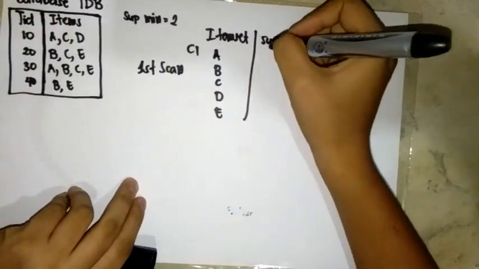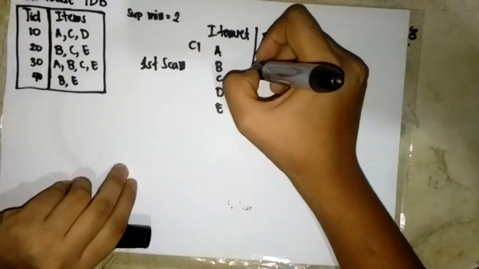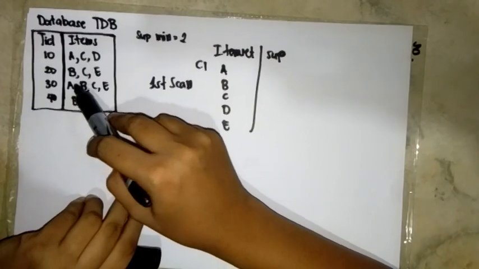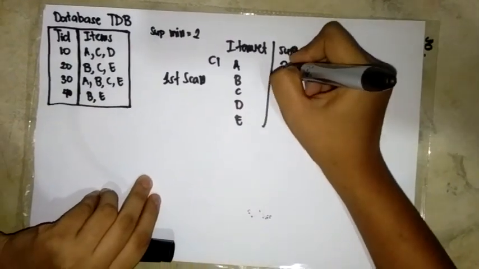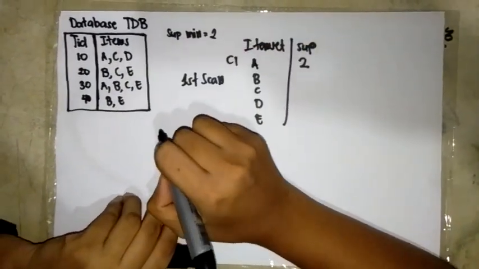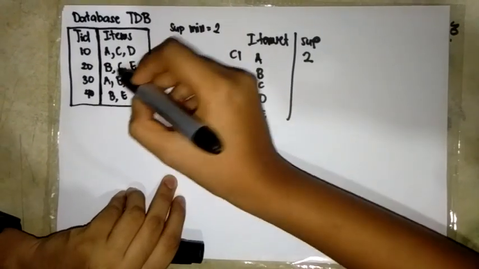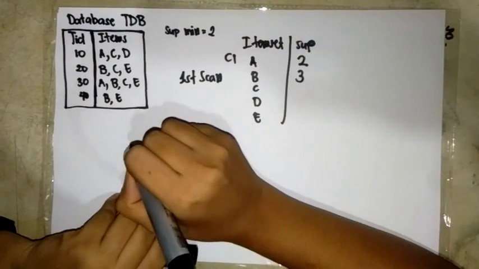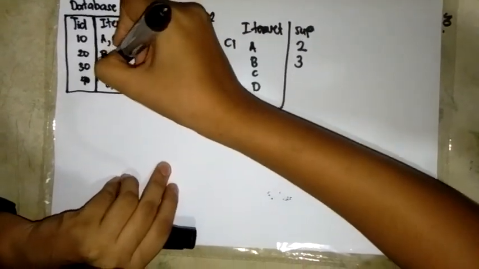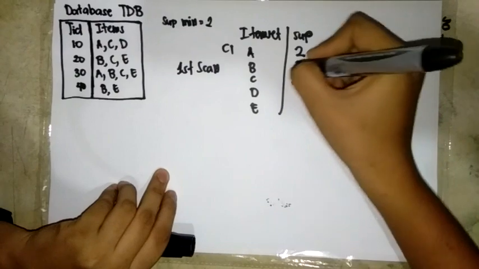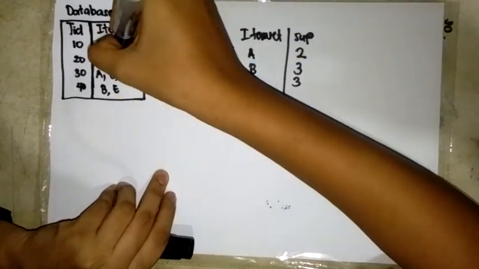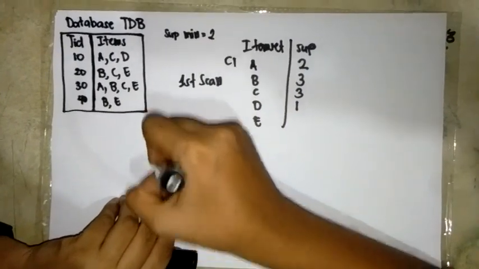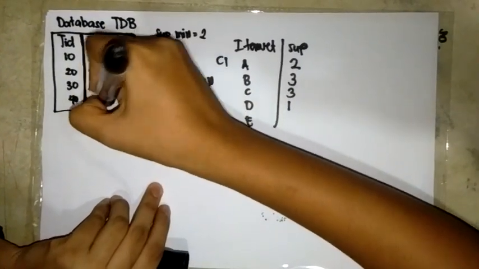So let's determine how many A in the transaction. We have 1, 2, 2. How many B in the transaction? 1, 2, and 3. How many C in the transaction? 1, 2, 3. How many D in the transaction? 1. How many E in the transaction? 1, 2, and 3.